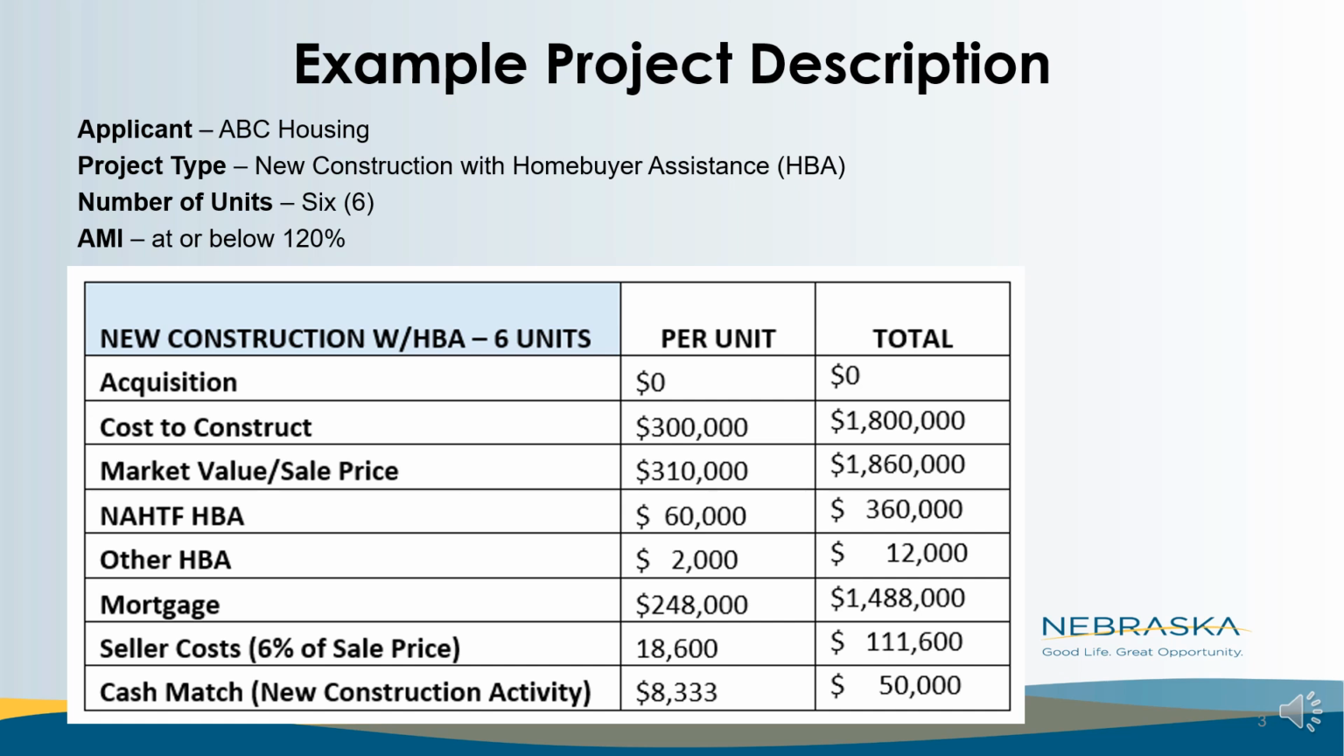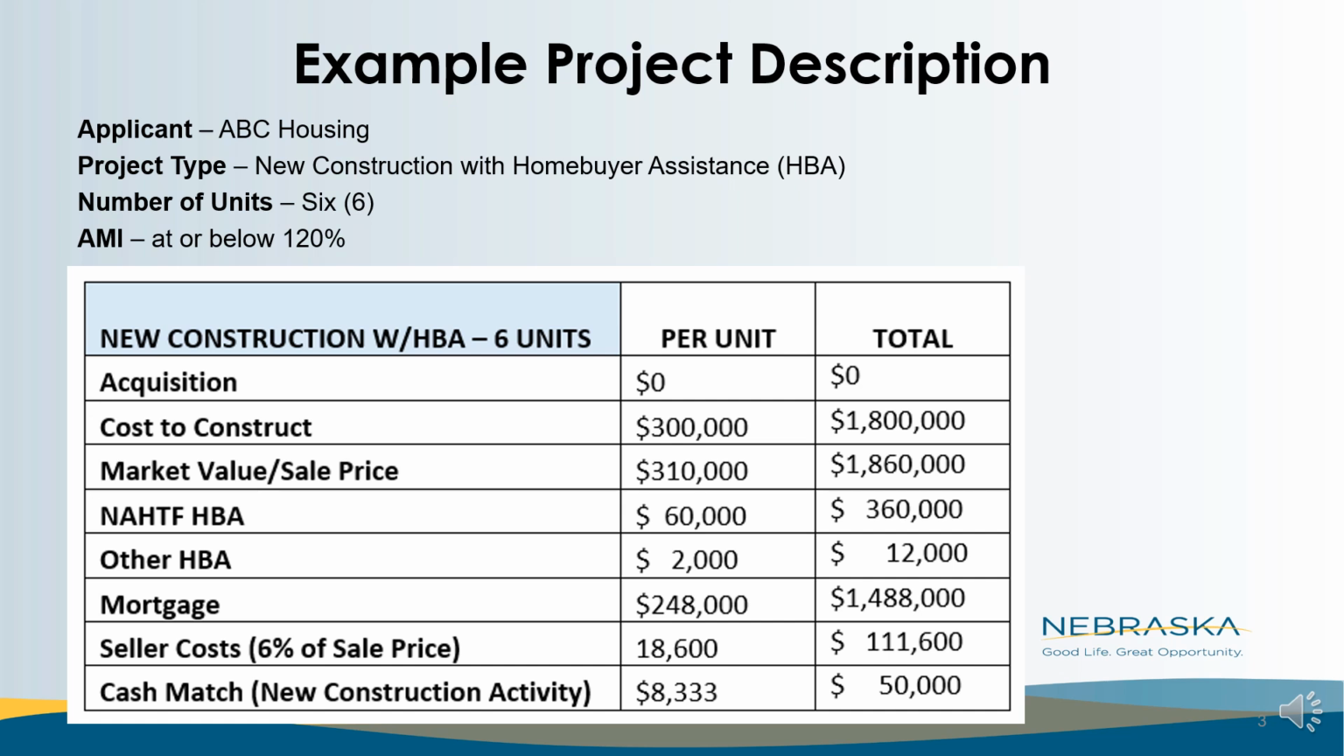This project is estimating that their 120% AMI homebuyer may need up to $60,000 per unit in order to afford the $310,000 sale price for a trust fund unit. They are also setting aside another funding source equal to $2,000 per unit for homebuyer assistance. This means they are budgeting a total of $62,000 in homebuyer assistance per unit. This project is also estimating that the affordable mortgage for the AMI they are targeting is $248,000.